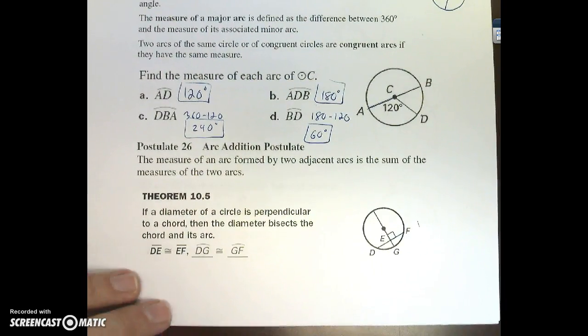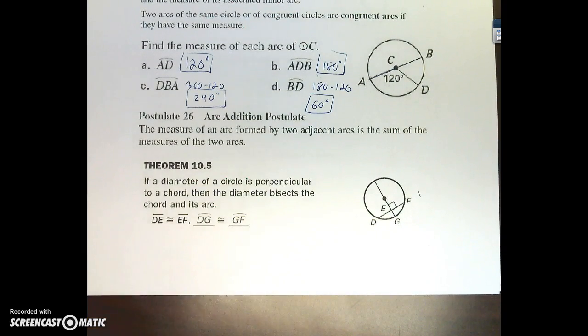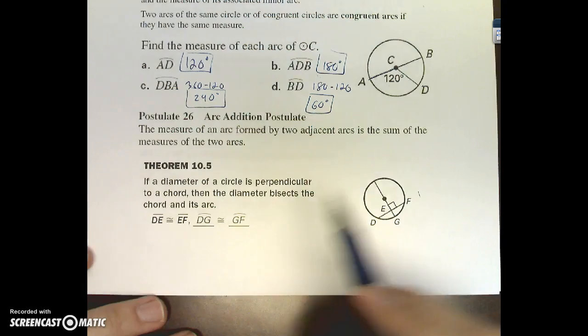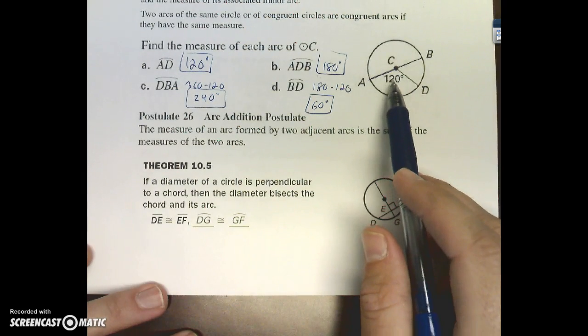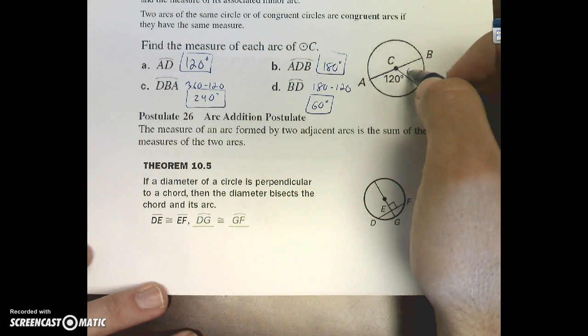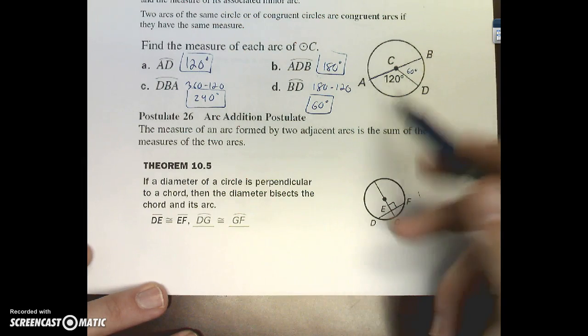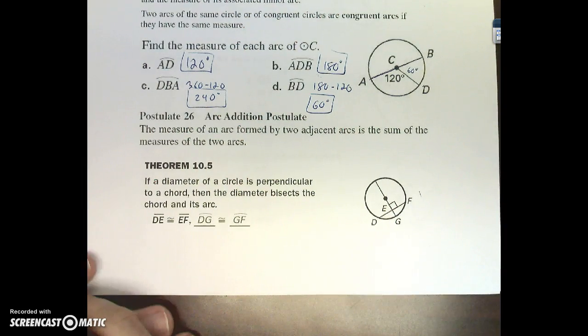So here we go. We've got some more postulates and some theorems to take a look at. Postulate 26, arc addition postulate. The measure of an arc formed by 2 adjacent arcs is the sum of the measures of the 2 arcs. So back over to here. Okay, if I know this one and this one, if this is 120 and 60 degrees, if I add them together, I get my big arc. It's kind of like your angle addition postulate and your segment addition postulate from earlier in the year.